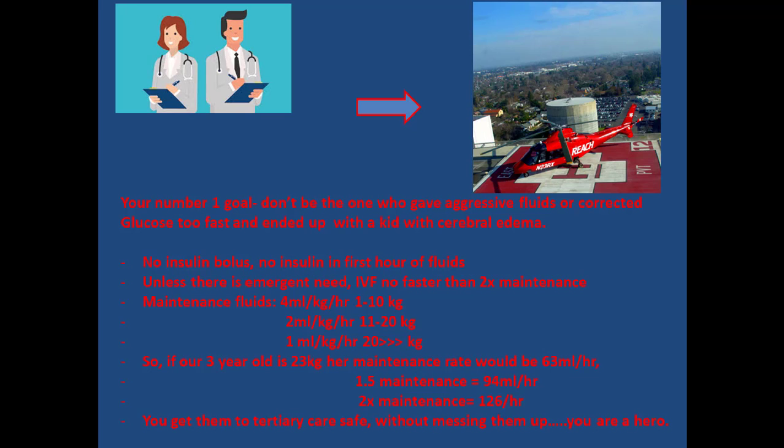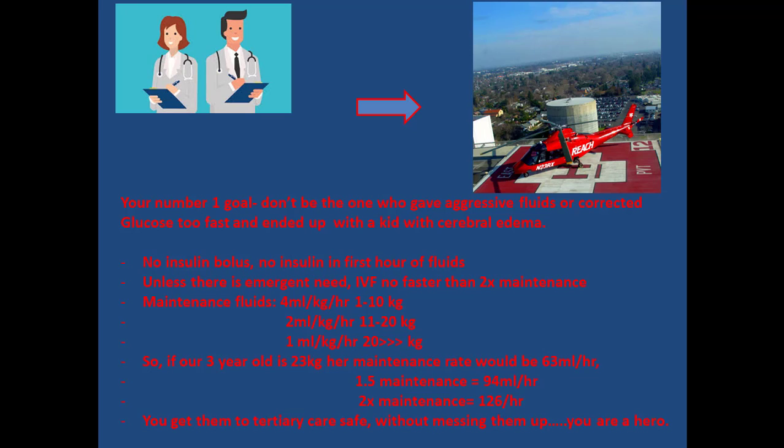So 4 milliliters per kilogram per hour for the first 10 kilograms of the patient weight, and then for the next 10 kilograms from 11 to 20 kilograms is going to be 2 milliliters per kilogram per hour, and then after 20 kilograms then it's just another additional 1 milliliter per kilogram per hour. So here's a little shortcut. If your kid weighs 20 kilograms, it's 60 milliliters.